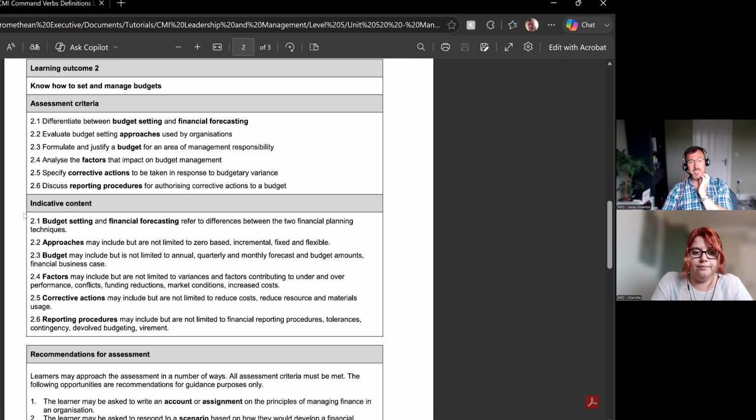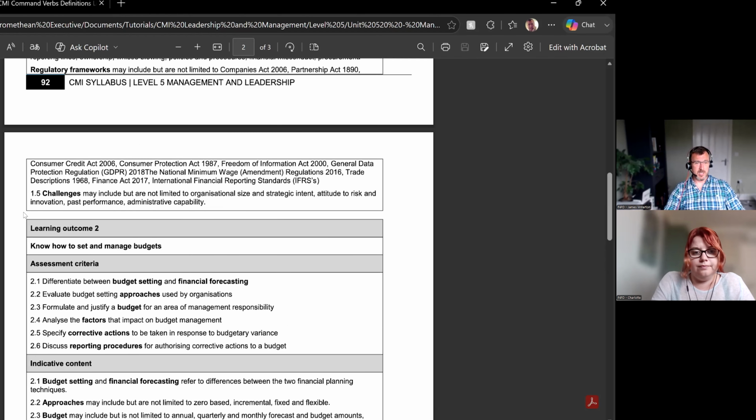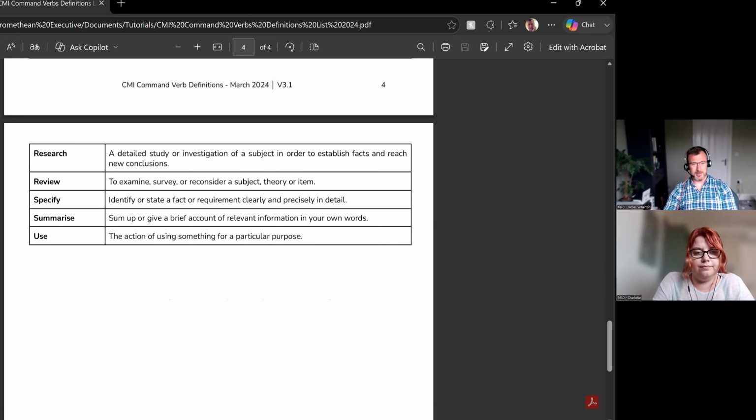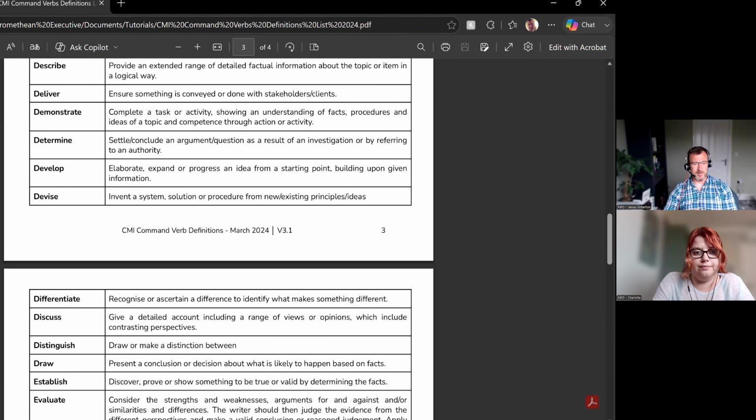Finally, 2.6, discuss reporting procedures for authorizing corrective actions to a budget. You've already defined, I think, most of the key terms in the rest of the assignment here. I can't see you'd really need to do anything different here for definitions. The command verb here is discuss. It's the first time we've seen a discuss. And again, it's a different one. They've got lots of different command verbs on this assignment for some reason.